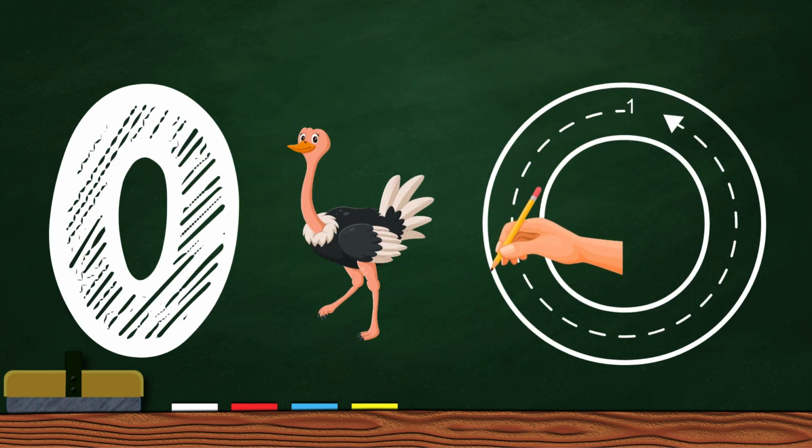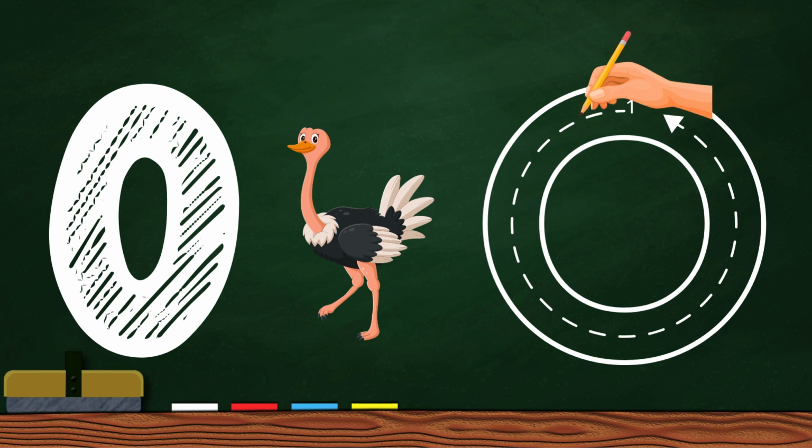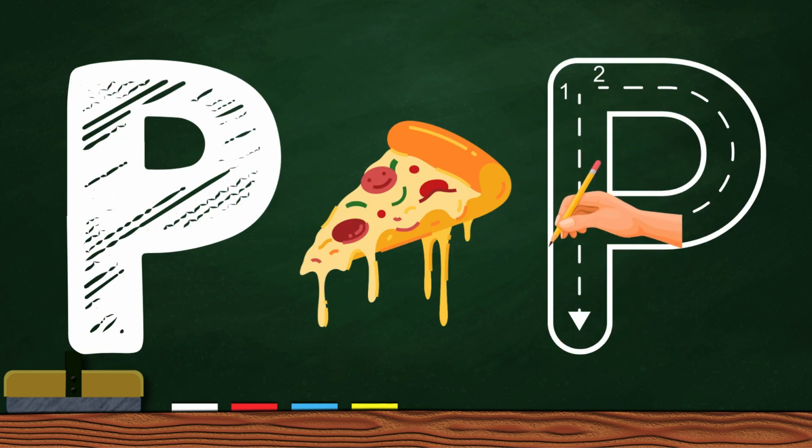Letter O, draw a circle big and round, that's the way an O is found. Letter P, draw a line, then a loop at the top, right to the middle, never stop.